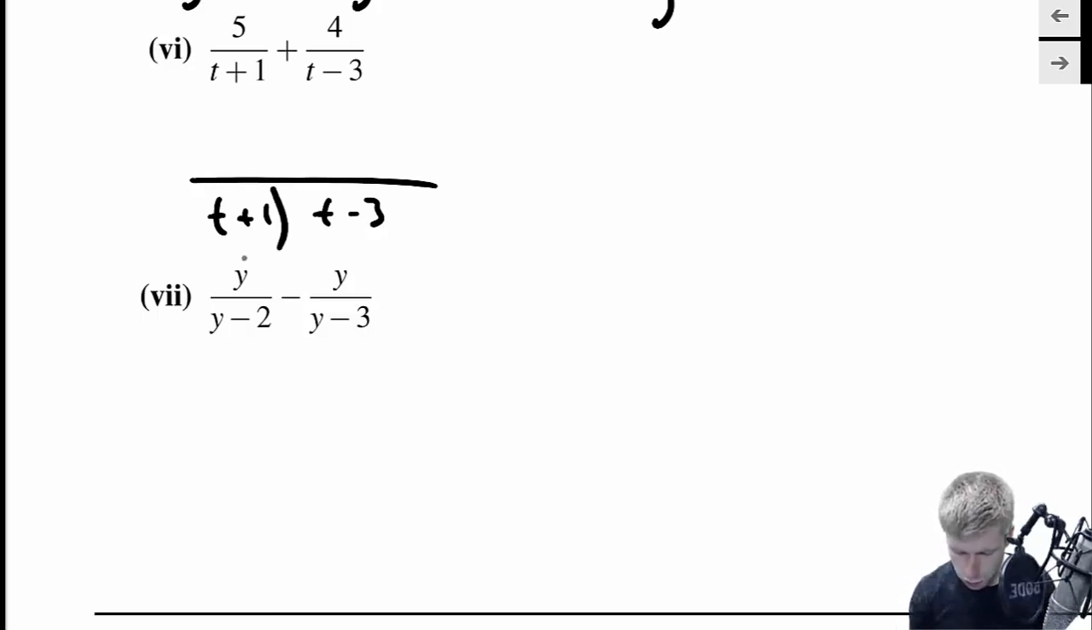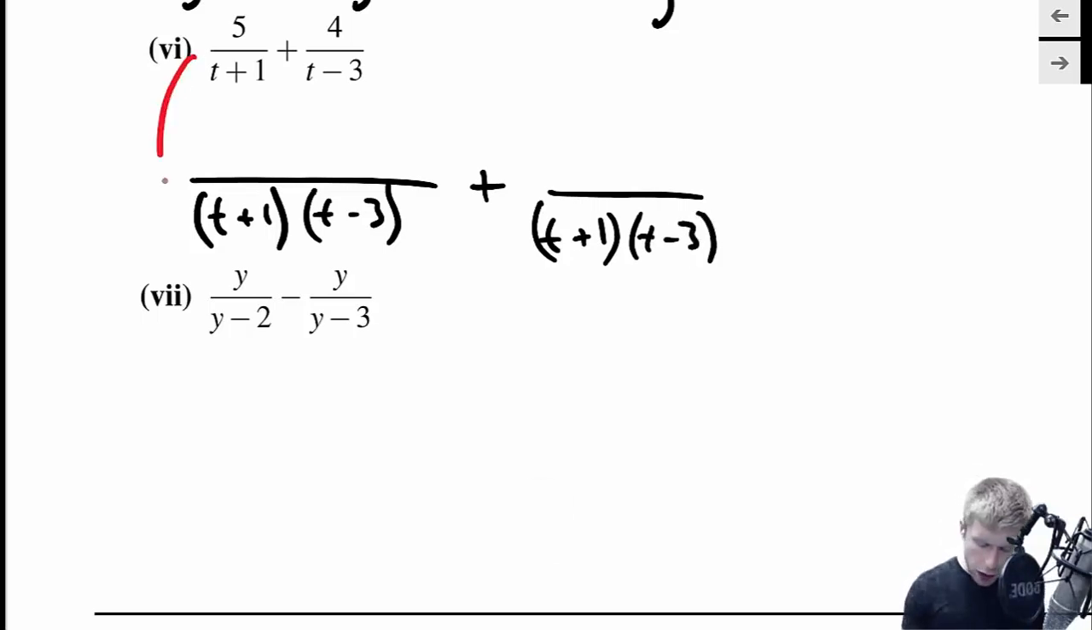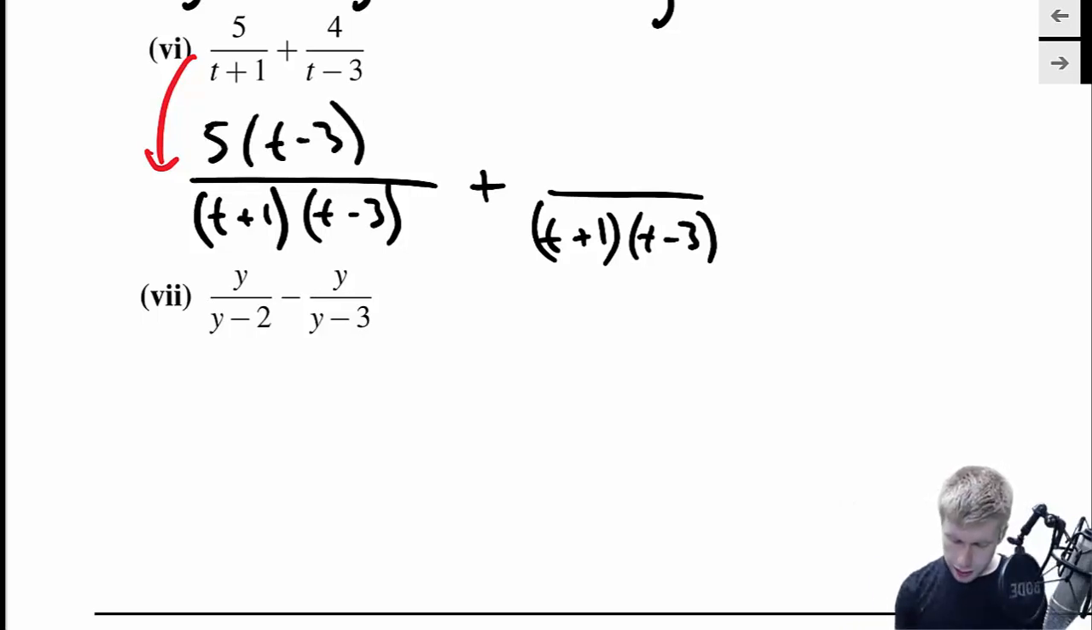It's not right. You need to multiply the entire of that by the entirety of that. So let's think. I've got that on the same on both fractions, so t plus 1 and t minus 3, like so. So what have I multiplied the first fraction by in order to get that denominator? Well, I had t plus 1. I ended up with t plus 1 multiplied by t minus 3, which means I must have multiplied this by t minus 3. Okay, let's have a look at the second one then.